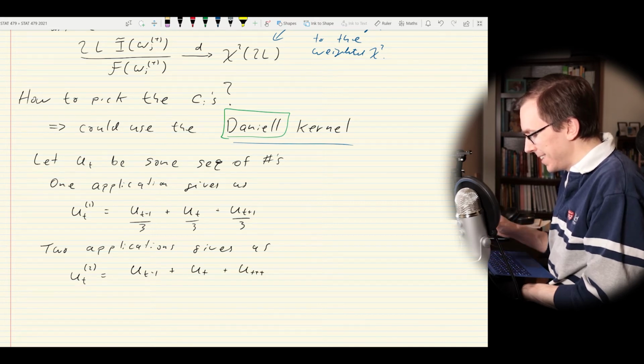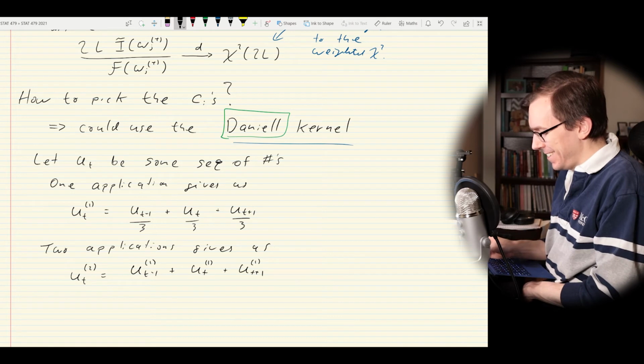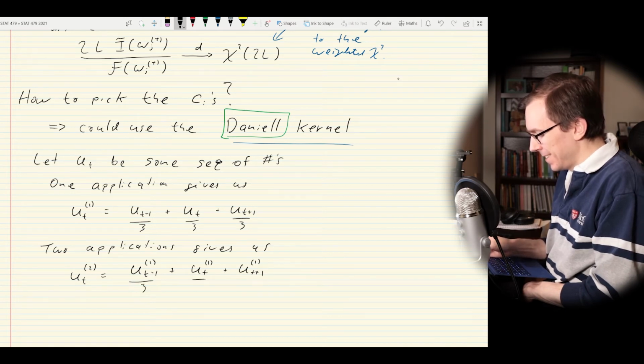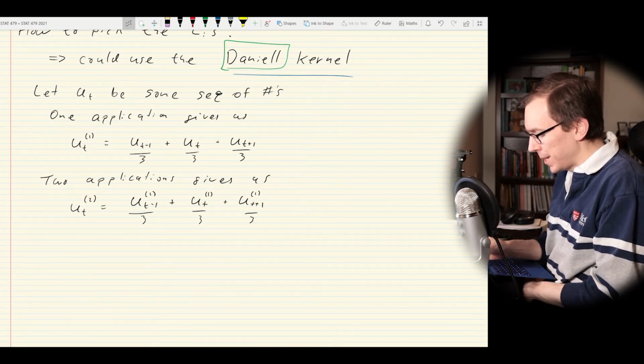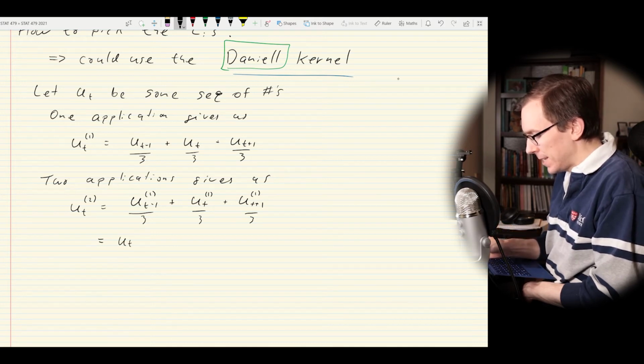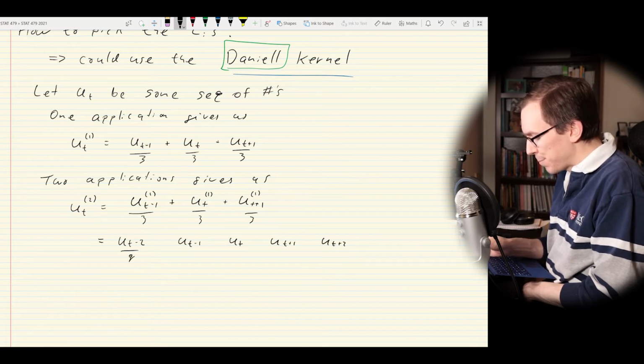Plus 1, but I'm going to apply this to the already kerneled series or sequence. So if I revert this back into the original sequence ut with no exponents, what I end up with is something like ut minus 2, ut minus 1, ut, ut plus 1, ut plus 2. We divide all of these by 9, but now they're weighted.